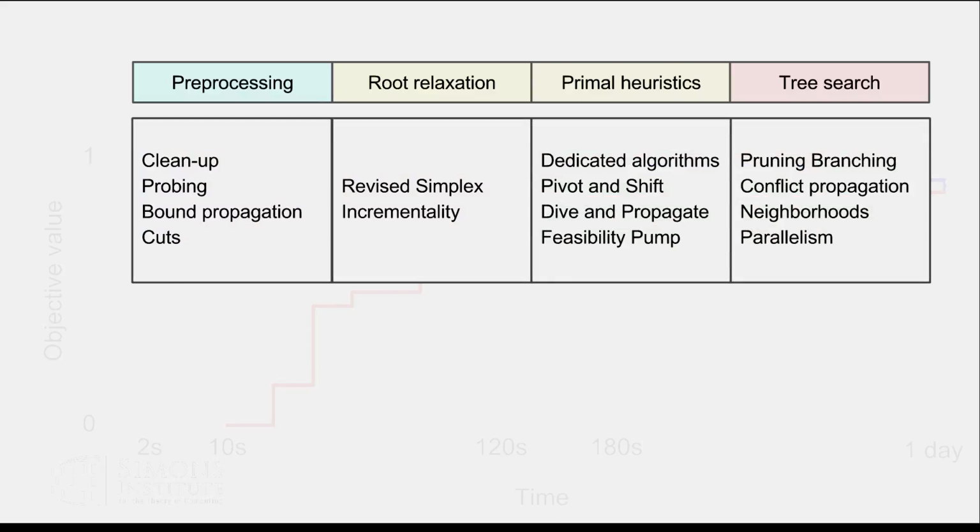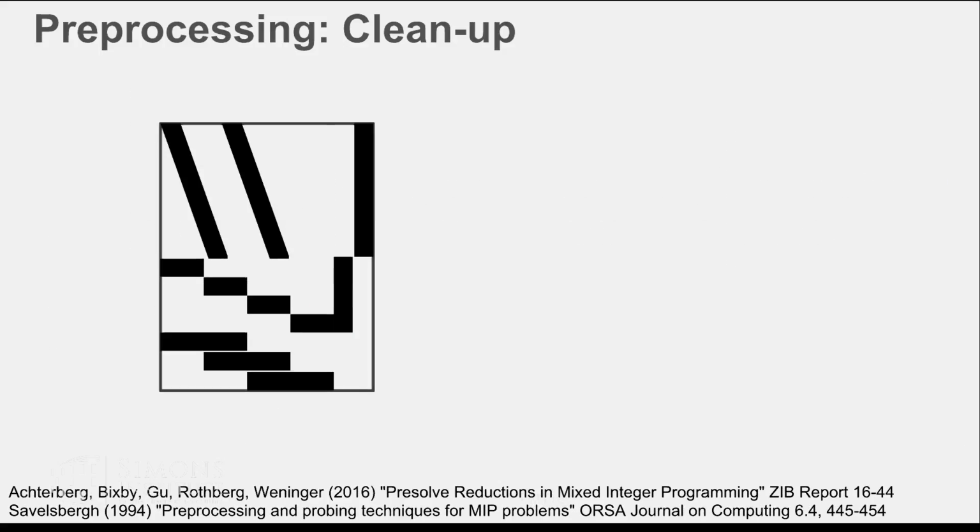There are gazillions of algorithms that go into each of these phases. I will just explain some of them very briefly to give you an idea that a MIP solver is a collection of different techniques which work together to solve the problem. So, preprocessing, the cleanup. This is the matrix A of your problem. In practice, it's always sparse. It's actually very, very sparse, always.